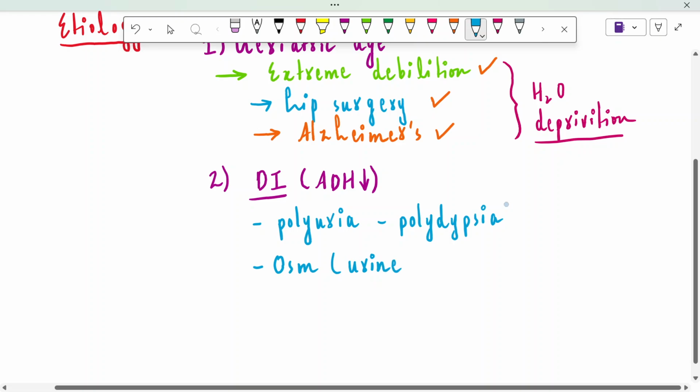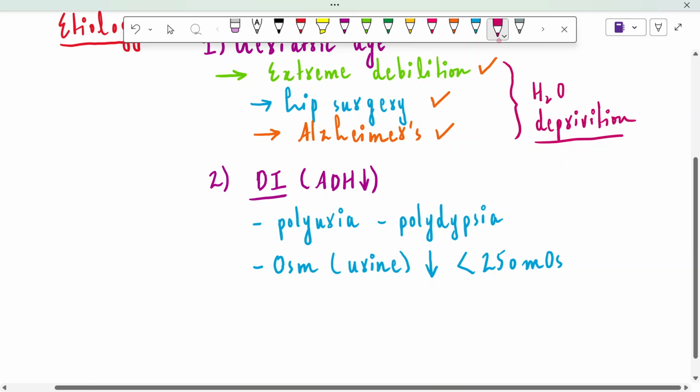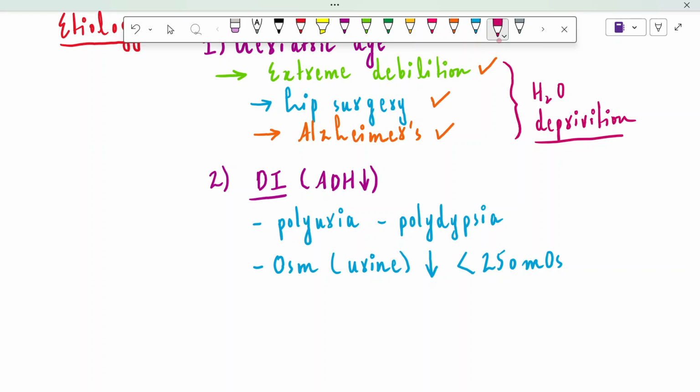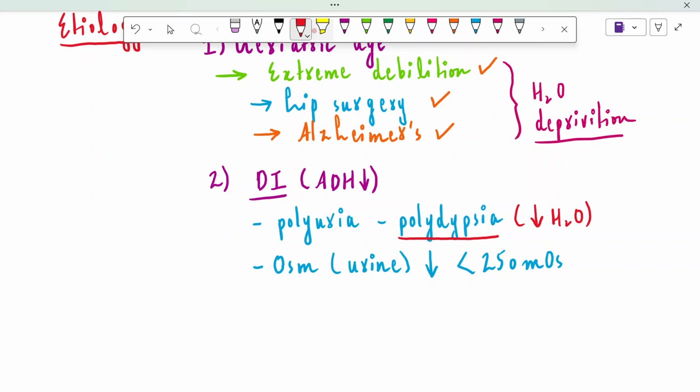So urine osmolality will be low. It is reduced to less than 250 milliosmoles. Although the urine osmolality fluctuates between 100 to 900, in this condition of diabetes insipidus, the urine osmolality is reduced so much, right? Less than 250. And in this condition, these patients, in spite of polydipsia, are not drinking water, okay? That's the condition of diabetes insipidus.